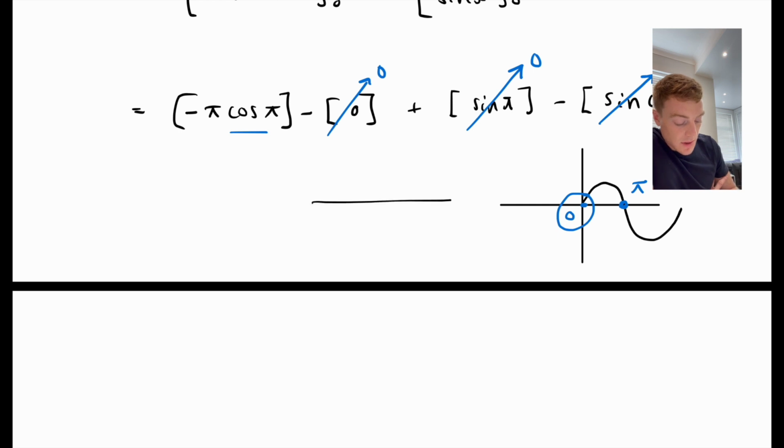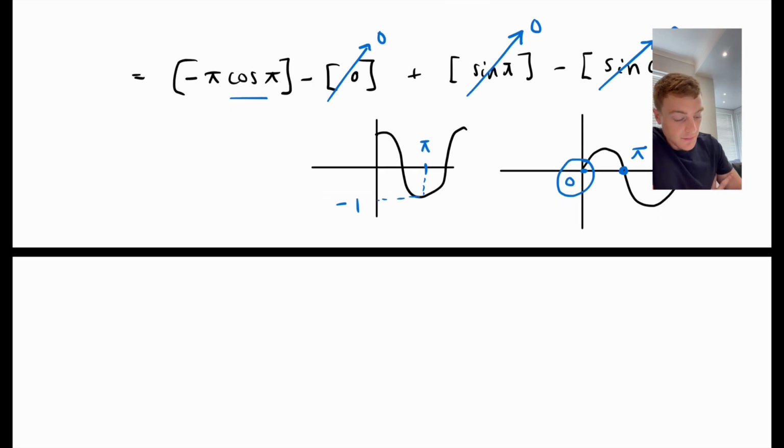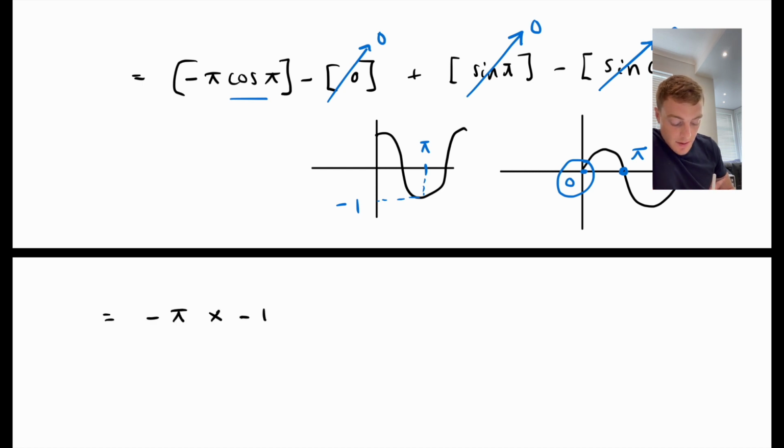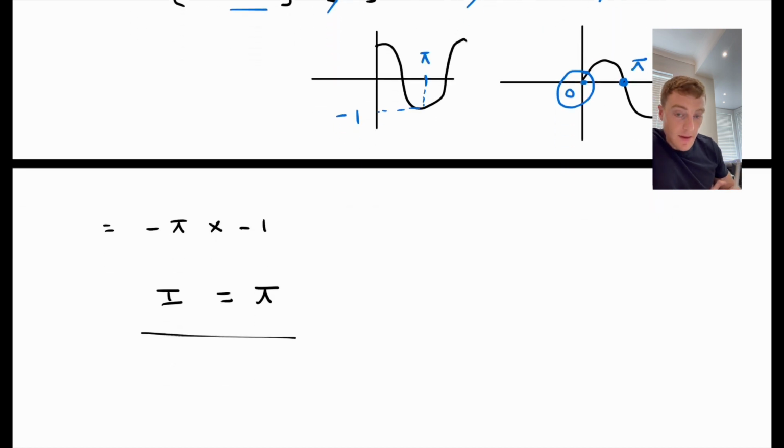So let's draw a cosine graph. Now at pi here, you can see that cos pi is equal to negative 1. So this is going to equal minus pi multiplied by cos pi, which we know is minus 1. Therefore my integral is equal to pi. And that's my final answer.